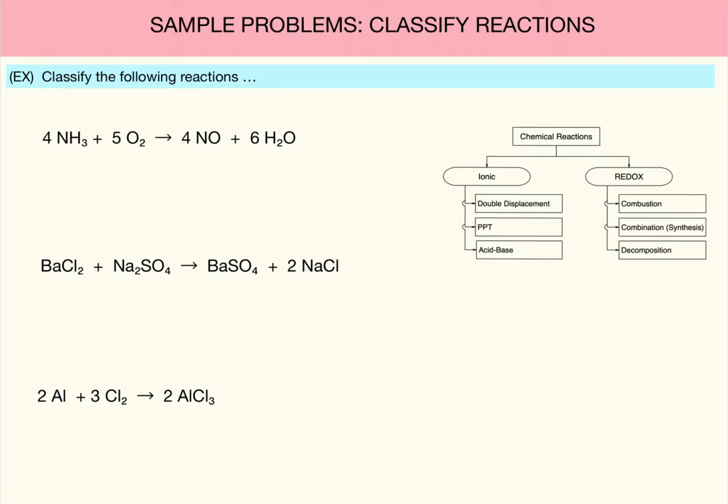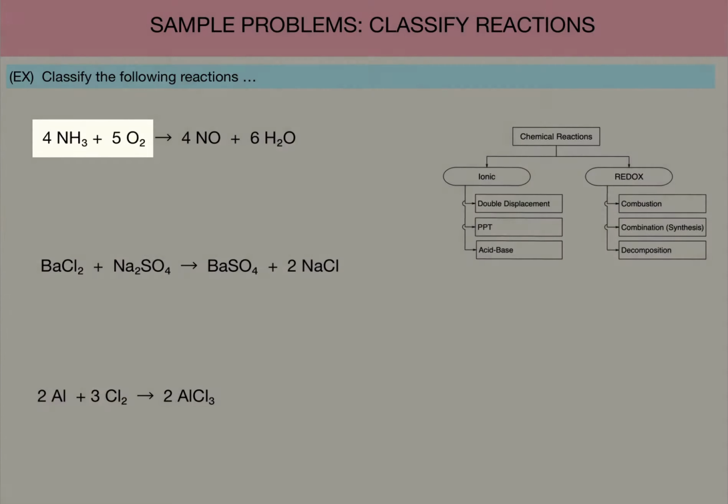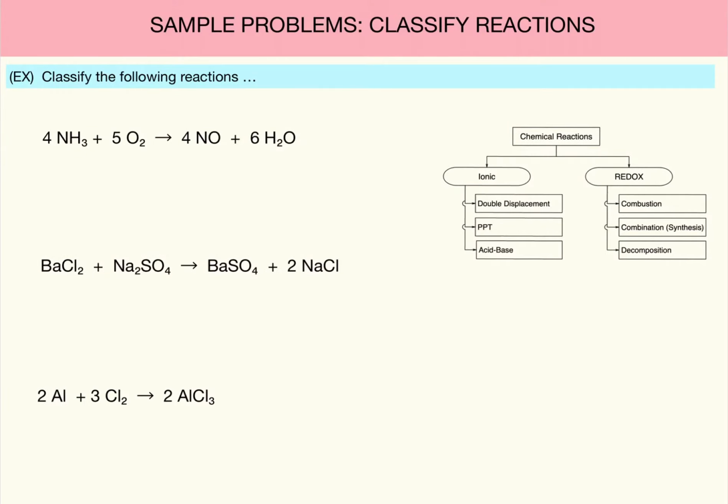Let's now work a few sample problems in which we classify chemical reactions. Looking at the first one, the reaction of ammonia and oxygen, let's see what we've got. Well, the first thing I'm going to look at is what I don't got, which is I don't see any metal, non-metal ionic species. Ionic species are typically, as we know, a non-metal plus a metal. I don't see any of that. And so there's no way I can have a double displacement of precipitation or an acid-base reaction.